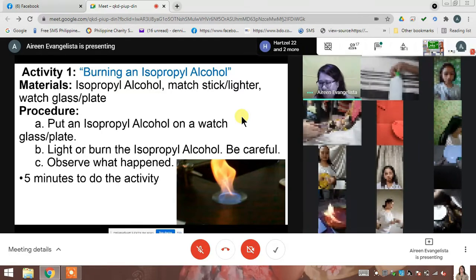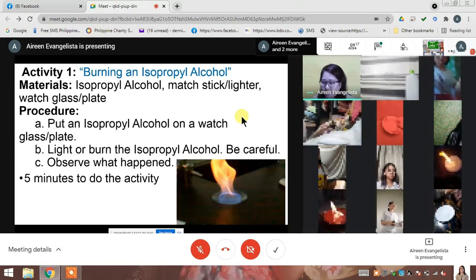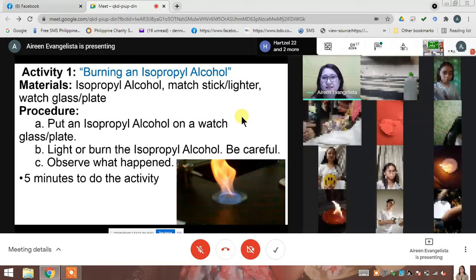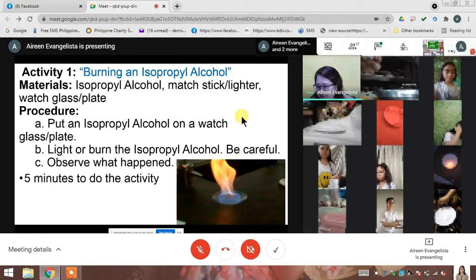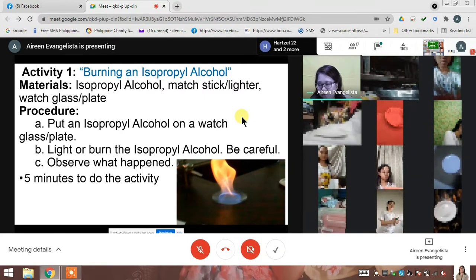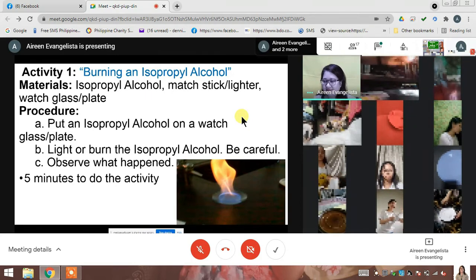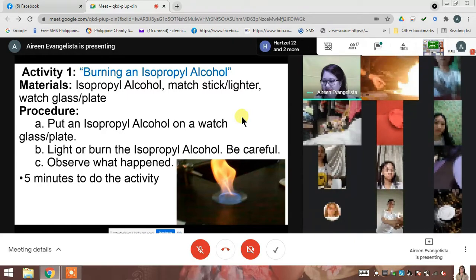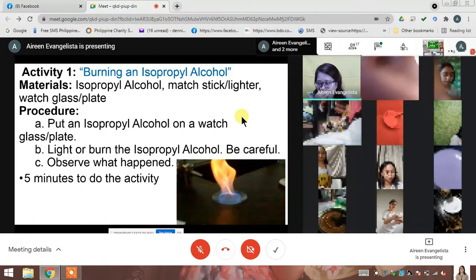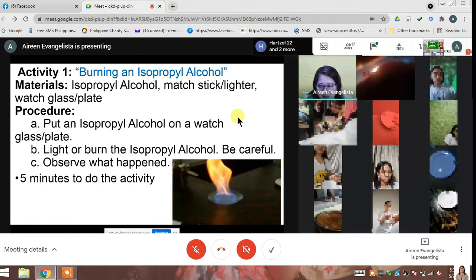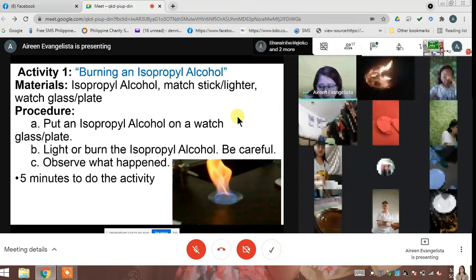Good job, guys. Be careful. Type done in the chat. If you're done with the activity, guys, very good. If you're done, you have to type done in the chat box.